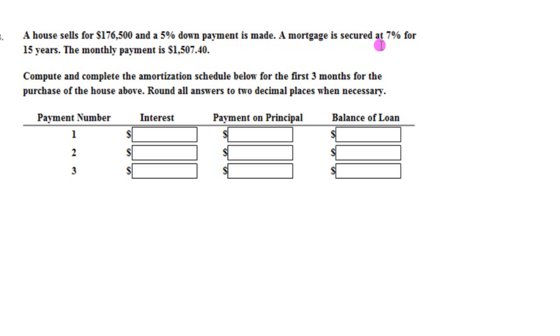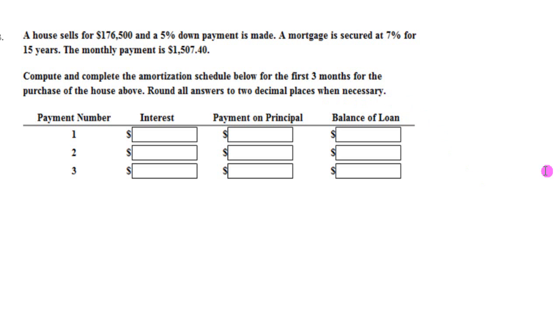The mortgage is secured at 7% for 15 years, and the monthly payment is $1,507.40. Compute and complete the amortization schedule below for the first 3 months for the purchase of the house above, and round all answers to 2 decimal places when necessary.